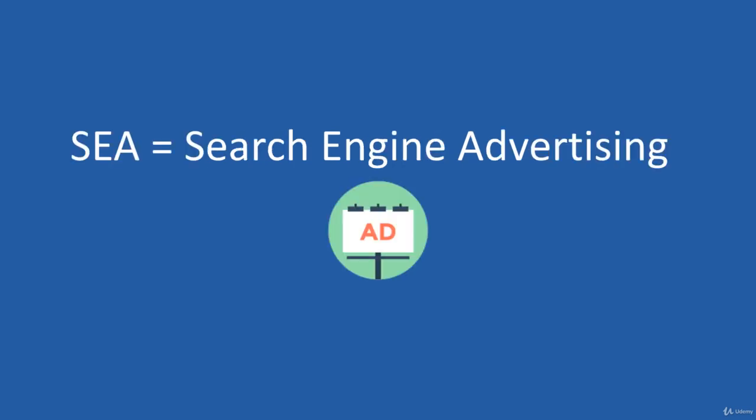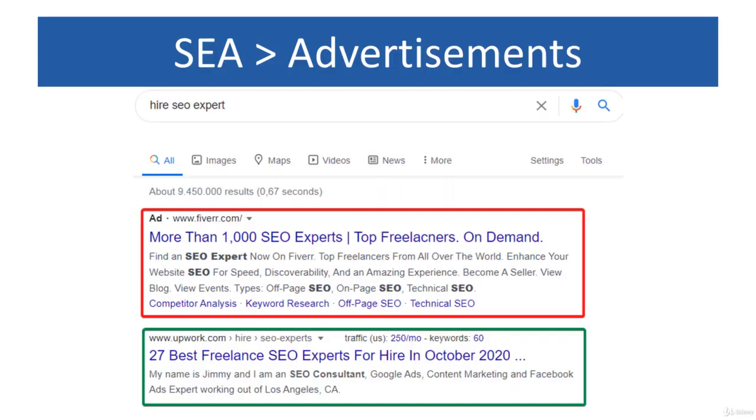But what is SEA exactly? SEA stands for Search Engine Advertising. In this case, you pay for showing your website in the search results. Here we see the example of a search results page in Google again, with an advertisement at the top of Fiverr.com. These ads are pay per click, so every time someone clicks on this ad, Fiverr.com has to pay a certain amount of money to Google.